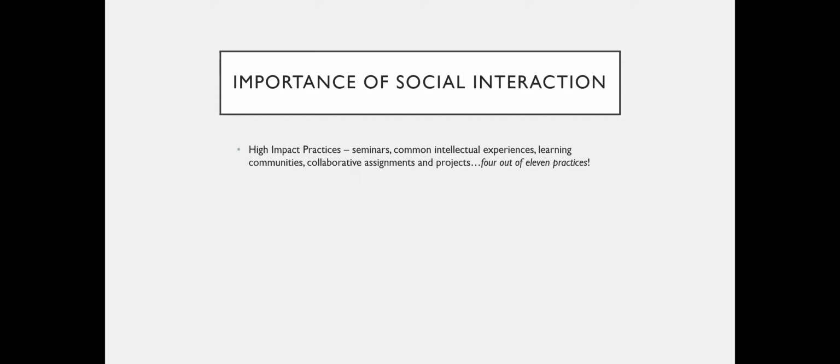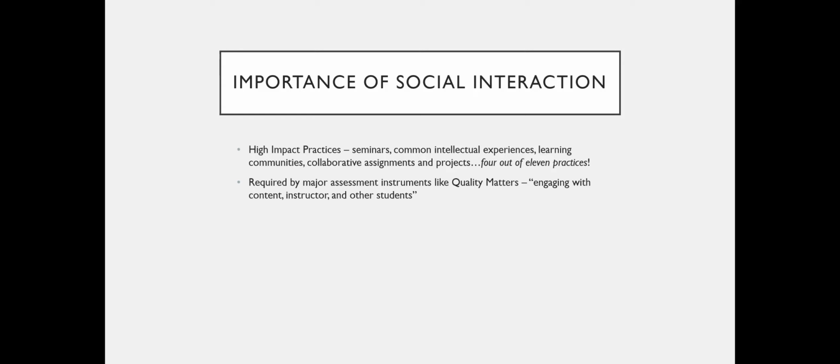I'm sorry, I tend to have a little bit of a higher education focus since I teach in higher education. But these are things that, of course, would apply to K through 12 potentially as well. Seminars, common intellectual experiences, learning communities, these are practices that would also be effective in a K through 12 experience, particularly for older students. But 4 out of 11 practices relate in some way to a social learning experience, which I thought was really interesting. So when you have some sort of social experience in an educational setting, students are more likely to be retained and to graduate. So that's really significant.